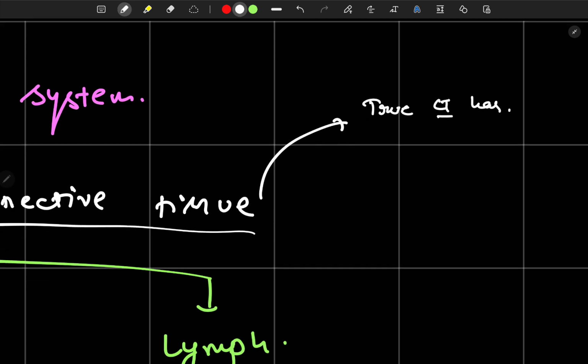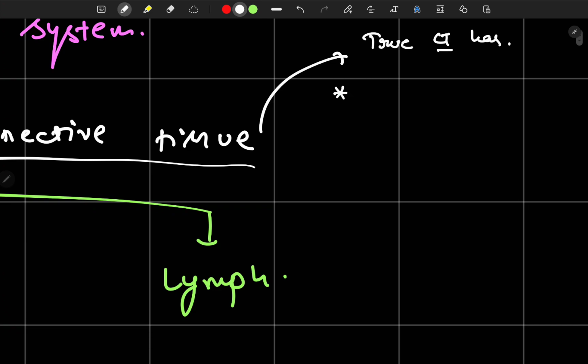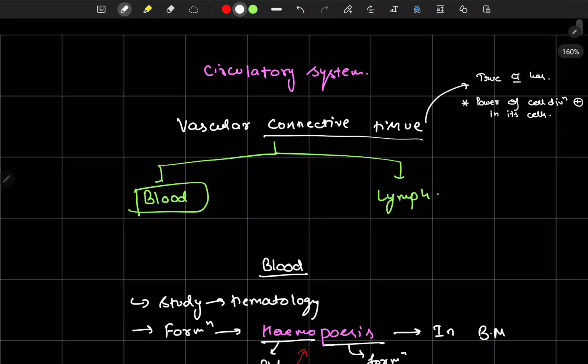CT means connective tissue has, number 1, cells that have the ability to divide. The power of cell division is present in its cells. So any connective tissue that has the ability to divide, that has cells which retain their ability to divide, that is the component of connective tissue.